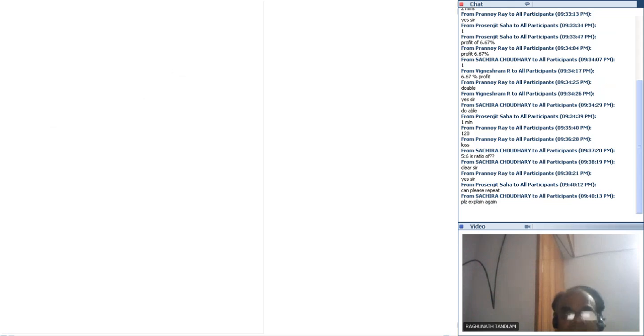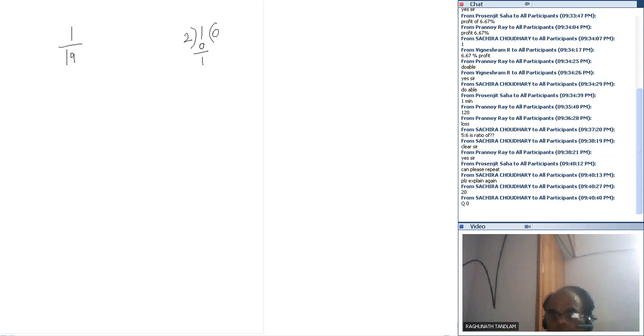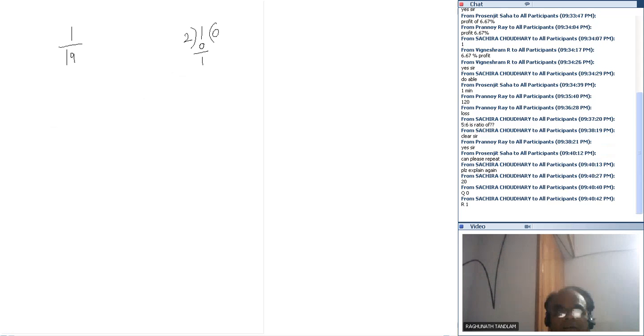1 by 19. You have to answer the question, what's the next number to 19? Sachira, what is the next number to 19? 20. Ignore 0, divide 1 by 2. When I divide 1 by 2, what's the quotient, what's the remainder? Don't go to decimals. What's the quotient here? 0. What's the remainder? 1. So write the quotient on top.